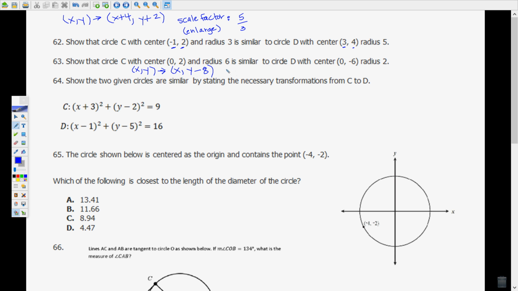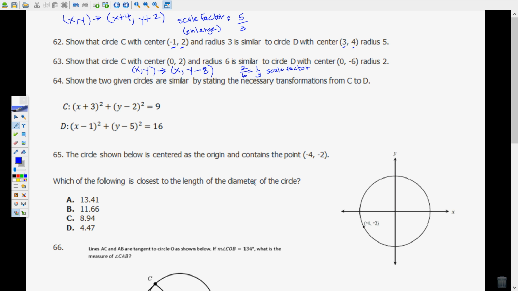And then again, for your scale factor, you take your image over your pre-image. So radius of 2 over radius of 6. So that will be a reduction of 1/3. And that's your scale factor, or your dilation at a scale factor of 1/3, 1 to 3.